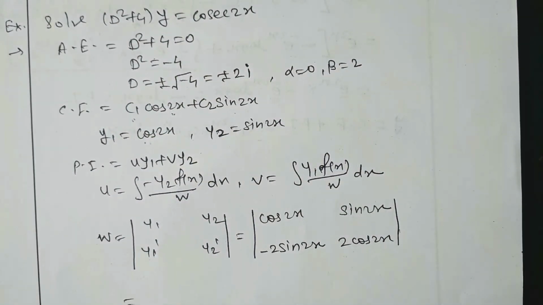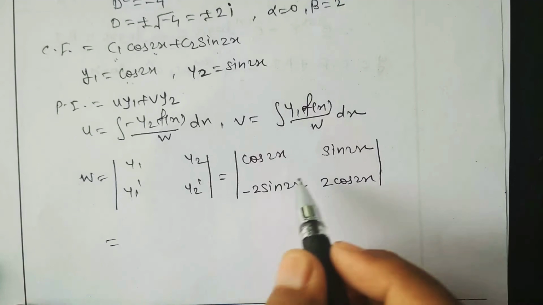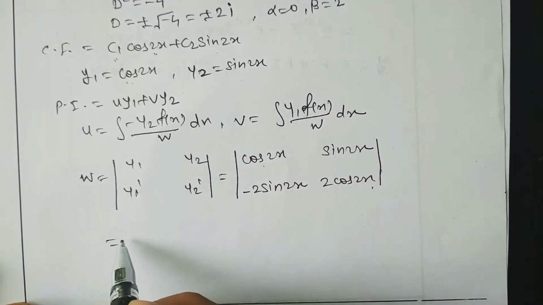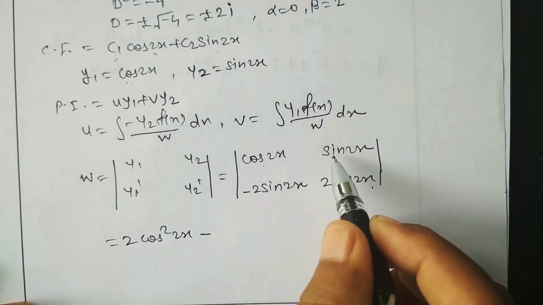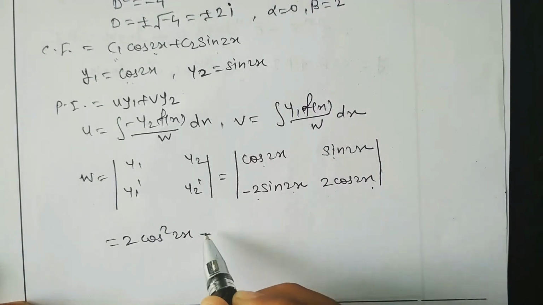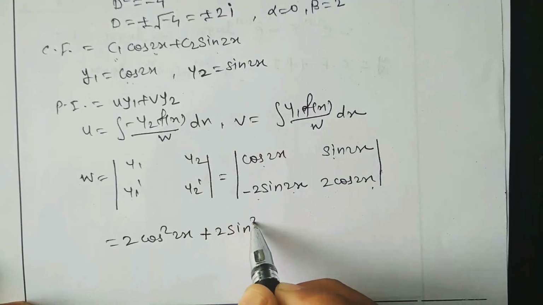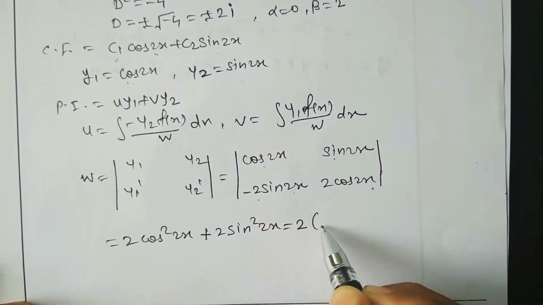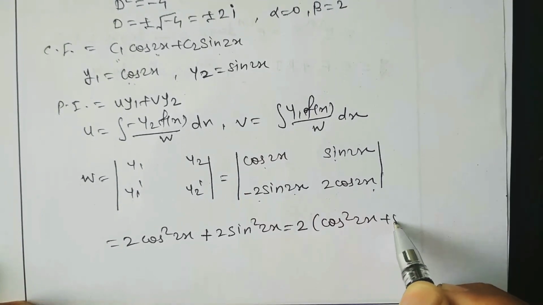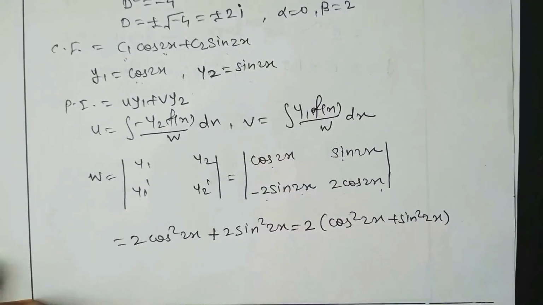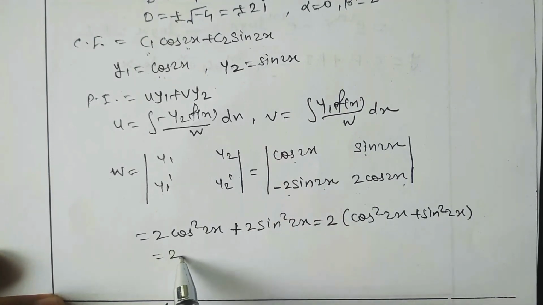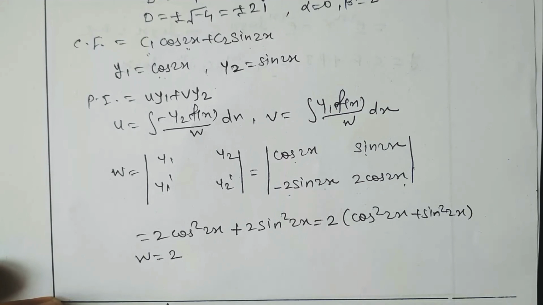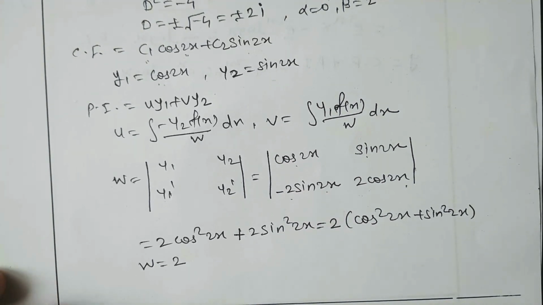Solving this determinant, we get cos 2x into 2 times cos 2x, that is 2 times cos square 2x, minus sin 2x into minus 2 sin 2x, so minus minus becomes plus, 2 times sin square 2x. Taking 2 common, we get cos square 2x plus sin square 2x. We know that cos square theta plus sin square theta is 1, so w is equal to 2. Now put this value of w to calculate u and v.